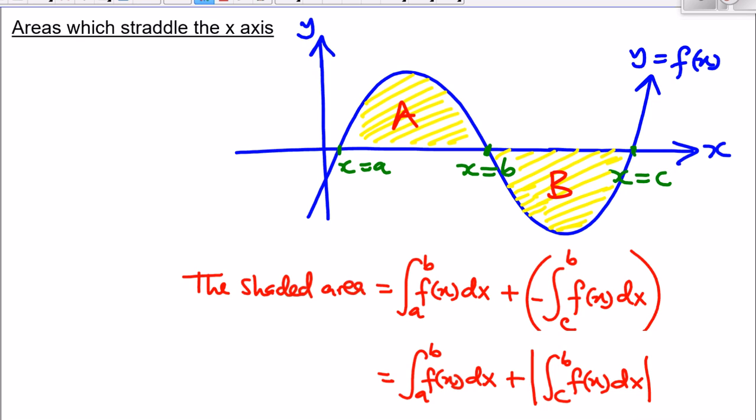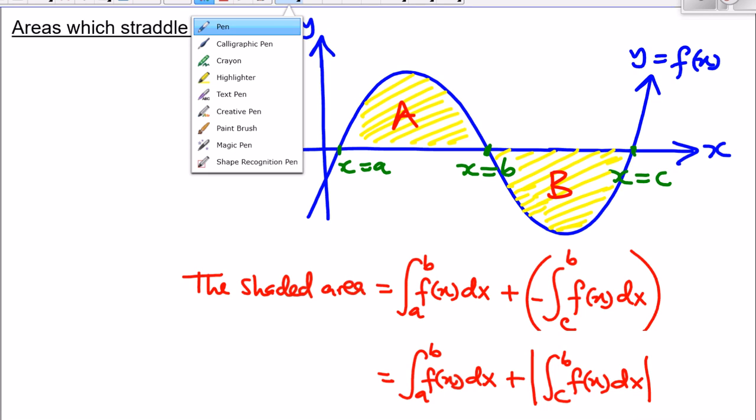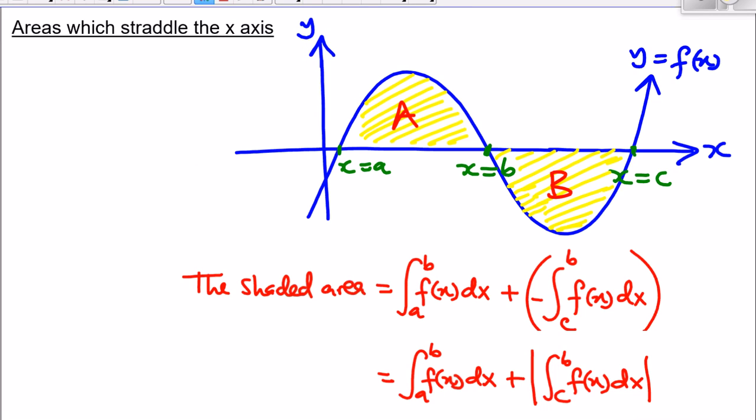We want to find the area of A and the area of B. What you can do is find the areas of these two separately. So find the area of A separately. Of course, that will be a positive answer. Find the area of B separately. It will be a negative answer. But because you want it to be positive, you add a negative to it, just like we did in negative areas. So you add a negative there so that you end up with the area of B being positive. And then you just add them up.